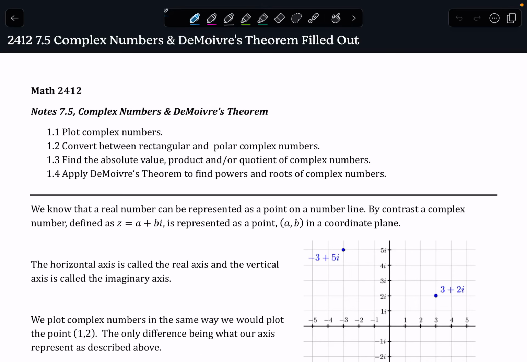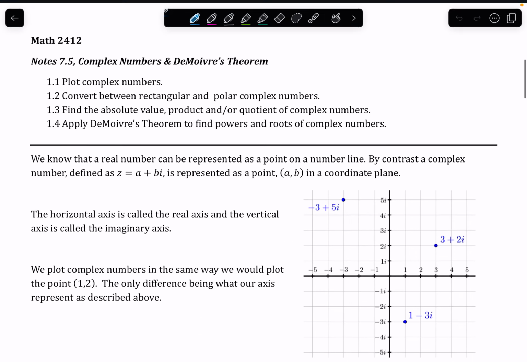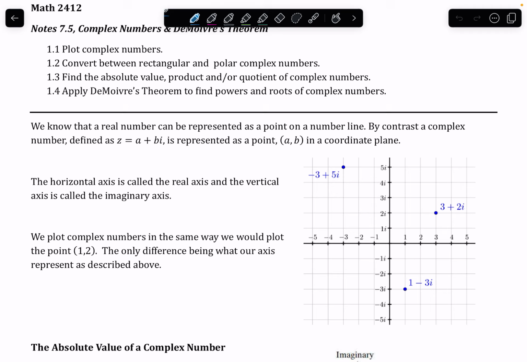All right, complex numbers and a theorem to go over. So we've plotted numbers on the polar axis. We've plotted them on a rectangular coordinate grid. Now we're going to plot them on the complex number axis.